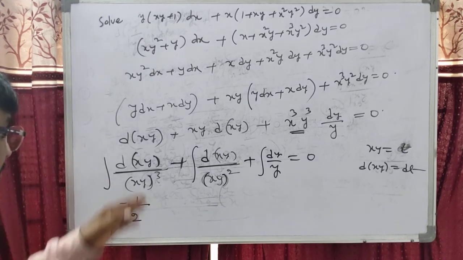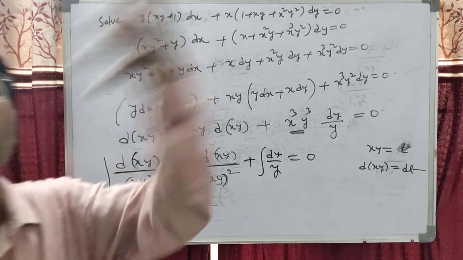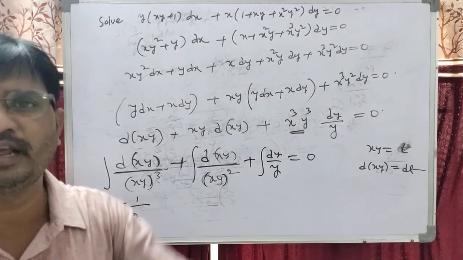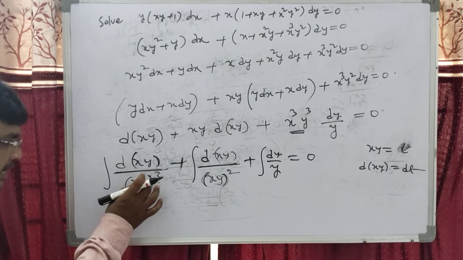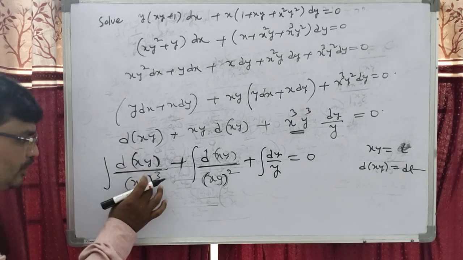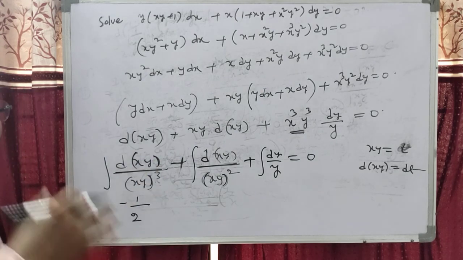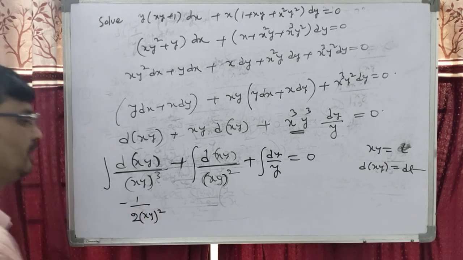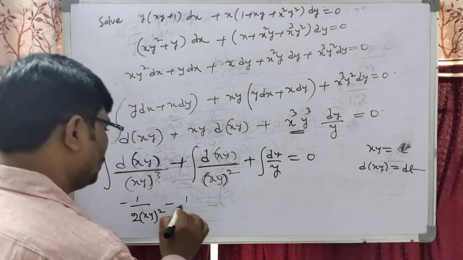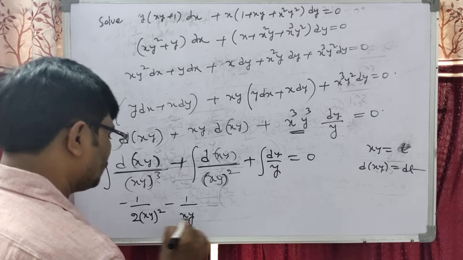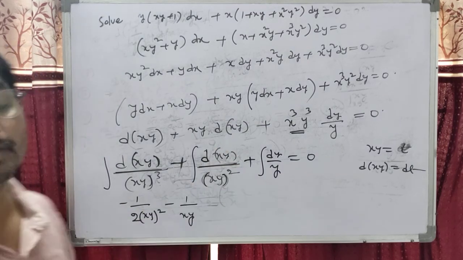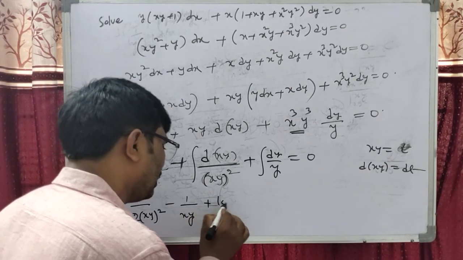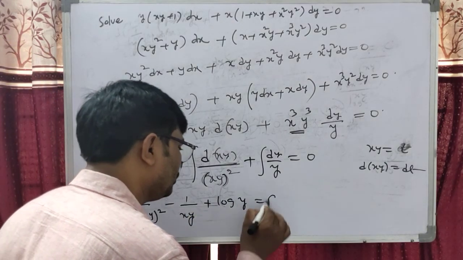Then it is sent to the numerator. Then you apply the integral of x power n is x power n plus 1 upon n plus 1. When you take t, dt by t cube gives minus 1 by 2 t square, and t square is xy whole square. My dear students, this is also minus 1 by xy. This is the minus 2 plus 1, minus 1. My dear students, this is log mod of y equal to c.